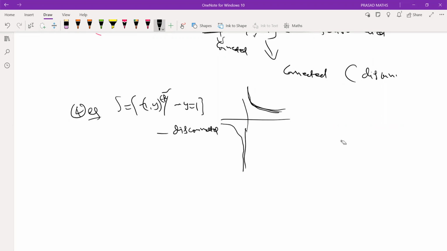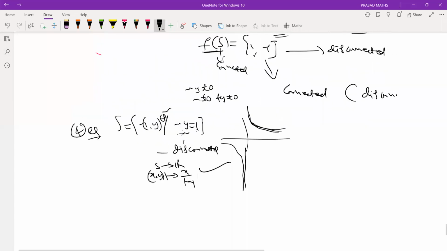I can define a continuous function like this. What is my continuous function? S goes to R. My continuous function is like this. Whenever x comma y belongs to S, it means x into y equals 1. Therefore, x into y should not be 0. Therefore, x is non-zero and y is non-zero. Therefore, you can take my continuous function like this. So by the same argument, it is disconnected. Right?